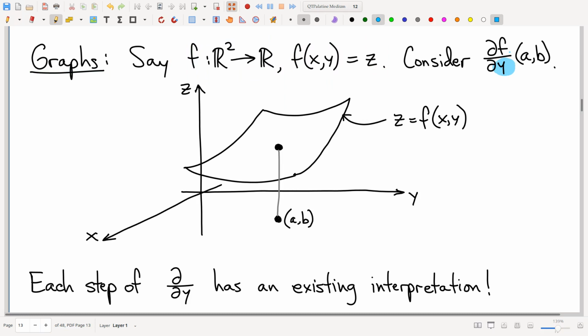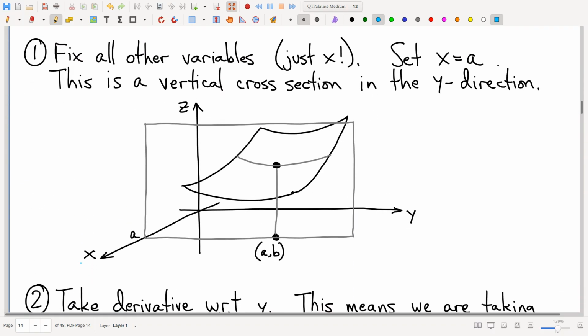Keep in mind when you take a y partial, that is a two-step process. We've already talked about what the various steps are of computing a y partial. It's a two-step process. And let's just go through and geometrically write down what is the picture of each of those two steps. And it turns out it's actually pretty straightforward. Step 1 is to fix all the other variables. In this case, x is the only other variable. So, per the method, we fix x.